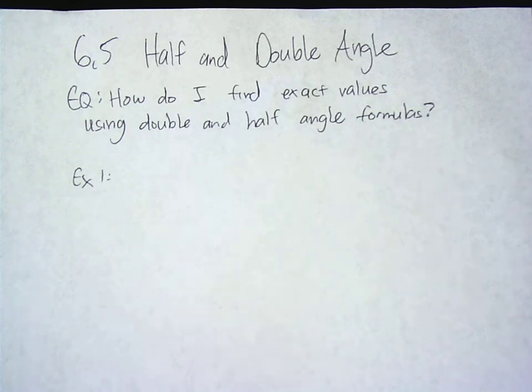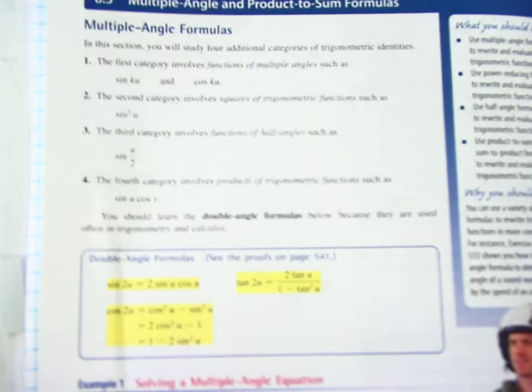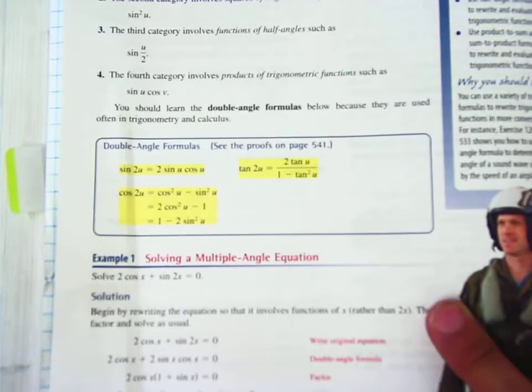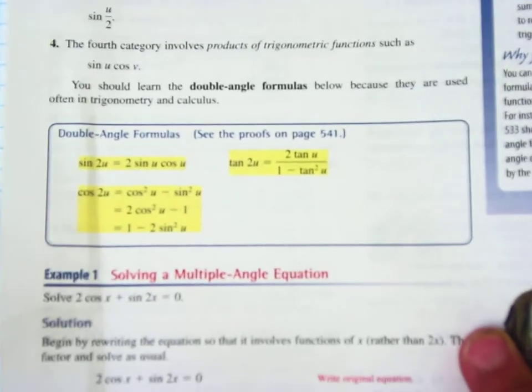Hey, Algebra 2 Trig, we're going to do 6.5 half and double angles. The essential question is, how do I find exact values using double and half angles? You're going to need the double angle formulas. It's a lot like the sum and difference ones, something you need to remember.